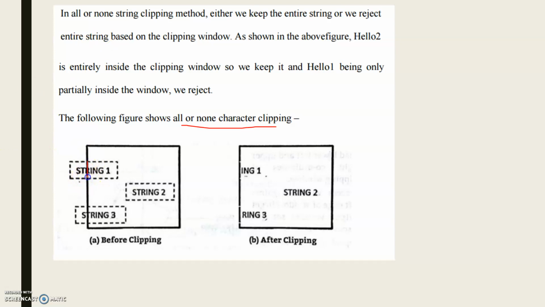It means the string is made of characters. So, if a particular character is inside the clipping window, then it will be displayed on the output. Okay, you can see in the previous method it was a string method. So, if the whole string is inside, then we display it. But in this, it's an all or none character method, which means we have to consider the characters. So, only the portion of a string which is inside the clipping window we have to consider.